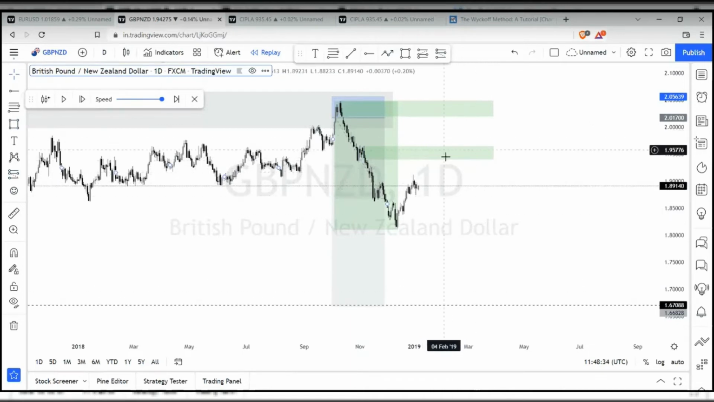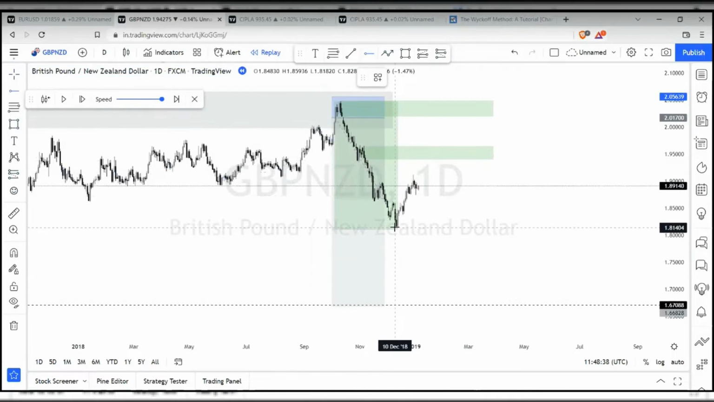Where is going to be your first target? This is where you're going to take your first partial. Now this becomes your higher time frame. This was the daily target, so this becomes your higher time frame target, and hence the idea of taking partials comes into play. This is where you're going to take your first partial.